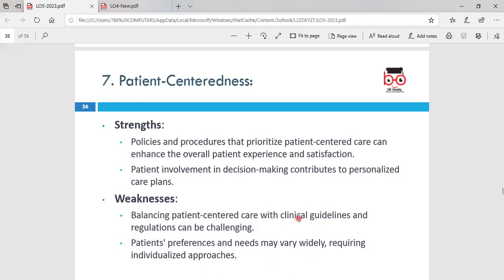This obviously gives you how much the patients are satisfied. This gives them an involvement in decision making also. However, you again have to have a balance between how much you are keeping it patient-centered, how much you are giving them a chance to be a part of their healthcare, and how much you are in their best interest.